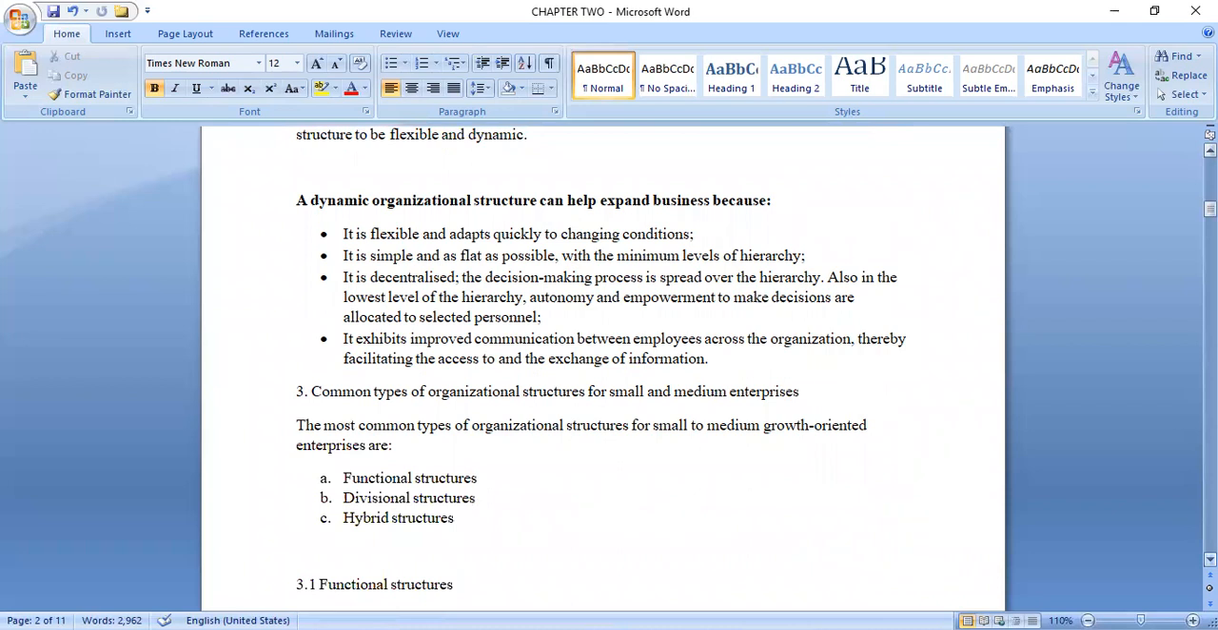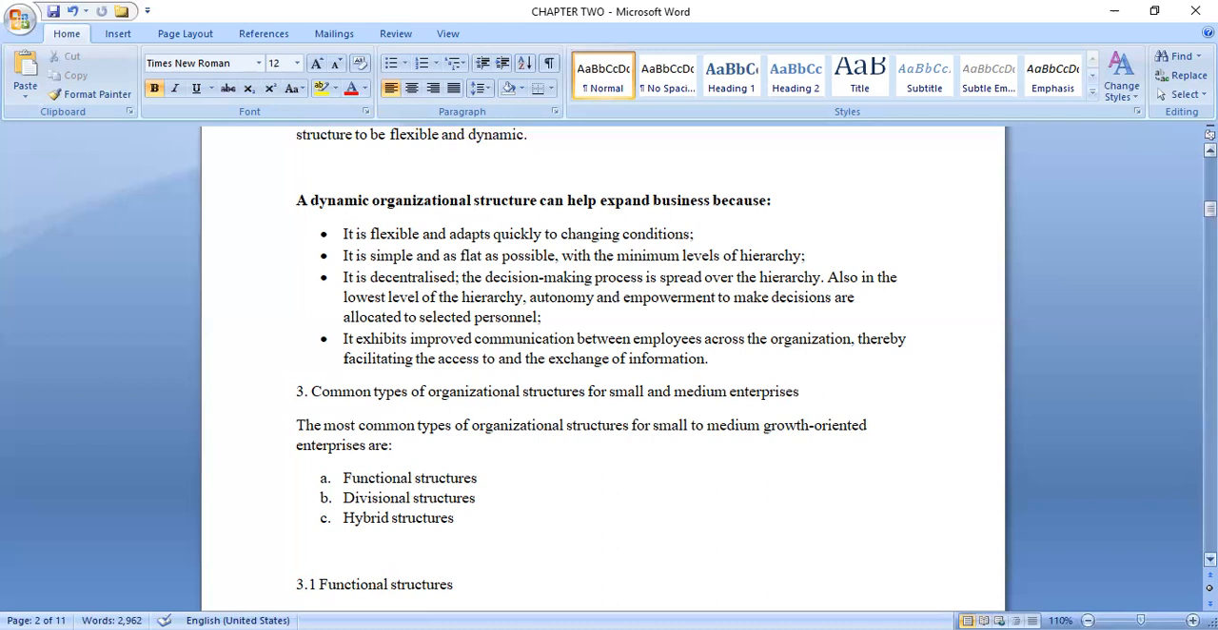So how does the dynamic organization structure help to expand a business? First of all, it's flexible. Dynamic means flexible. So with a dynamic organization structure, we are going to realize later on that it is flexible and adapts quickly to changing conditions. And it's very easy to adjust these structures. So it's flexible, and this helps it to be quick to adjust to changing conditions.